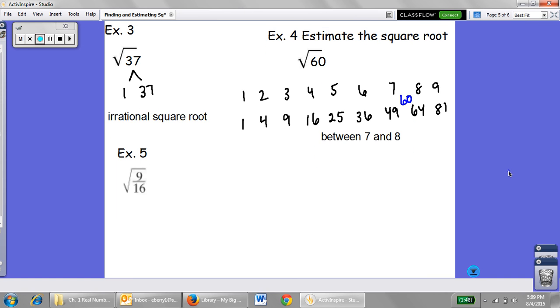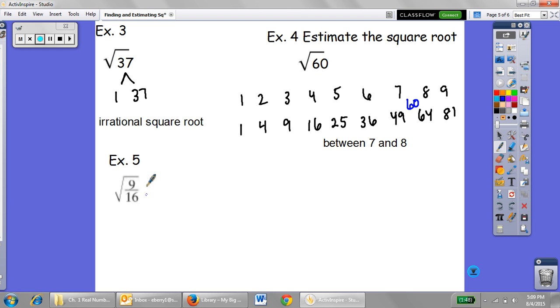And lastly, looking at example 5, the square root of 9 divided by 16, or the square root of 9/16. Now we can take separate square roots here. We'll do the square root of the numerator divided by the square root of the denominator. The square root of 9 is 3, and the square root of 16 is 4. So our answer is 3/4.